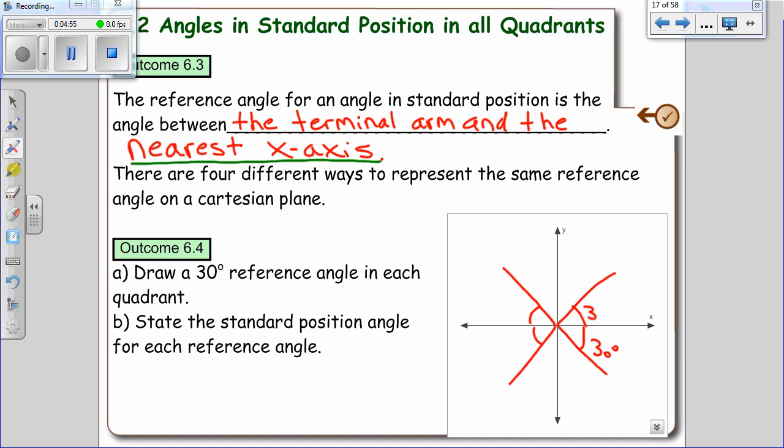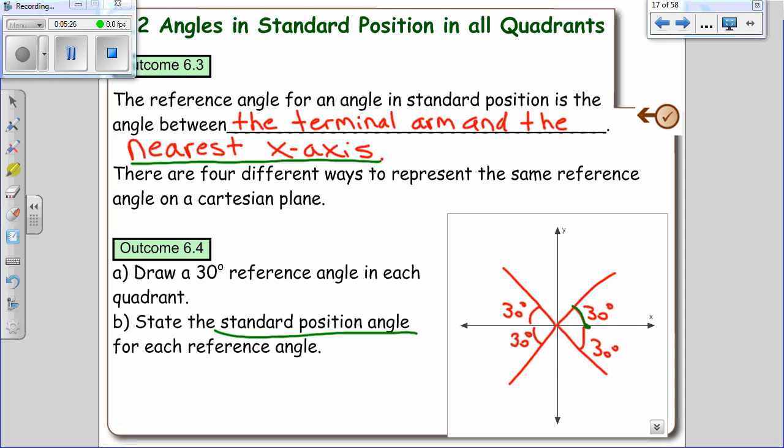All right. Look at question B. Question B says, state the standard position angle for each reference angle. Standard position means from the positive x-axis, counterclockwise, to the terminal arm. Let's do the first one. From the positive x-axis, counterclockwise, to the terminal arm.